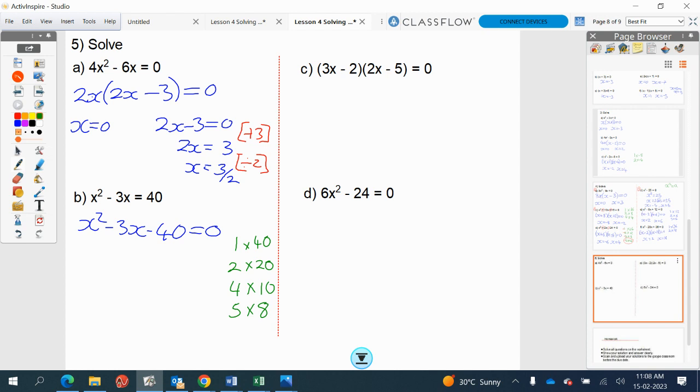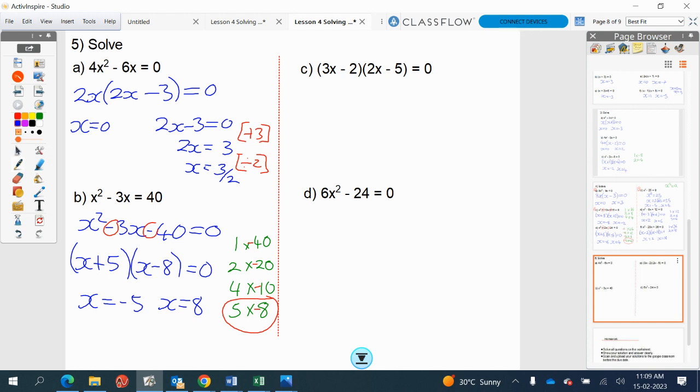So now we need to look at the signs. Because this sign here is negative, we're going to have x plus something, x minus something. If this sign is negative, it means the bigger of the two numbers has to be the one that is negative. So it's this last factor pair of 5 plus negative 8, which is going to give me the negative 3. So I've got x plus 5, x minus 8. So the solutions are x is equal to minus 5 and x is equal to 8.